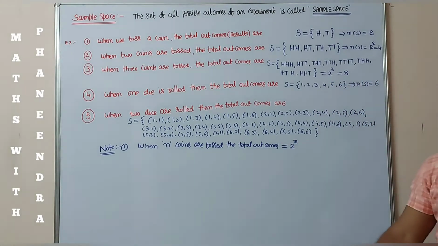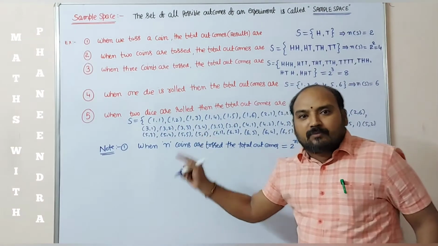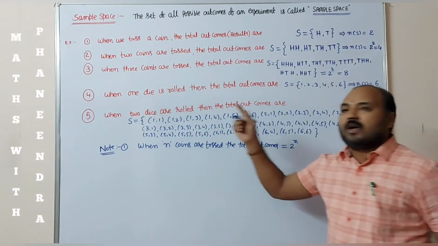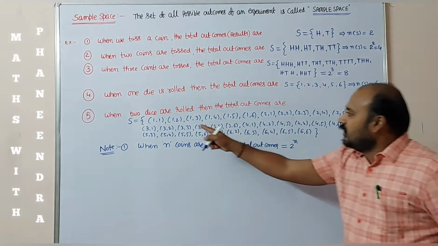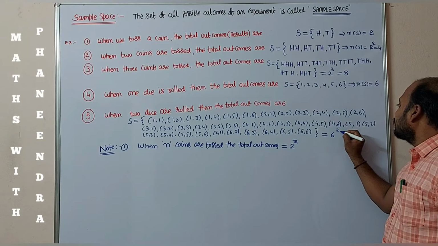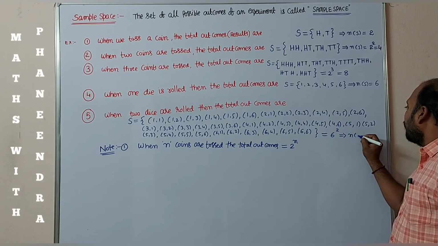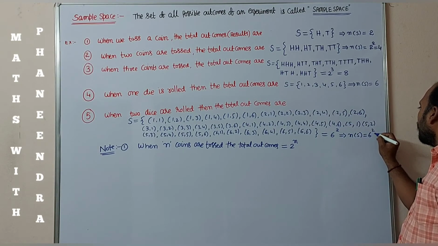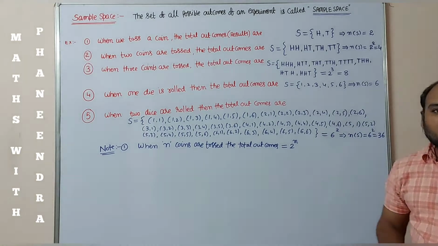These are the total possible outcomes when 2 dice are rolled. So total 36 are there here. So 36 can be written as 6 square. That implies that n(S) is equal to 6 square, which is equal to 36.